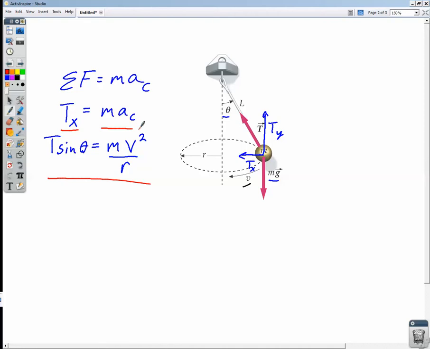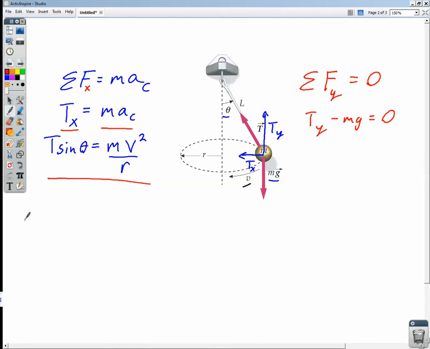In the y direction, this might come up in some problems. We do know that the sum of the forces in the y direction is 0. And we have Ty minus mg is equal to 0. So Ty is just equal to mg, which we already knew conceptually. So let's be specific here. The sum of the forces in the x direction is equal to the mass times the acceleration. The ball is accelerating in the x direction because it's going in a circle.